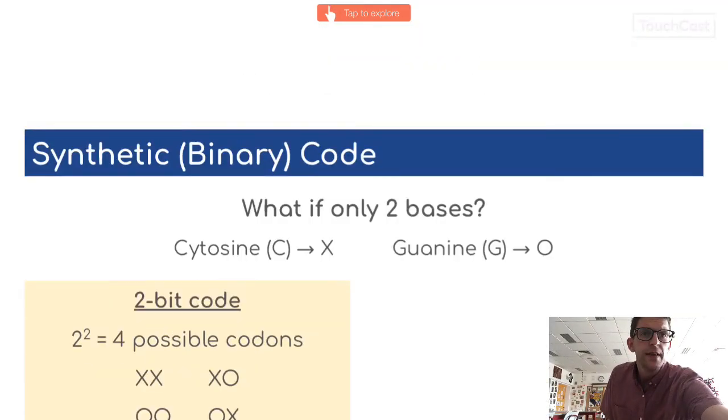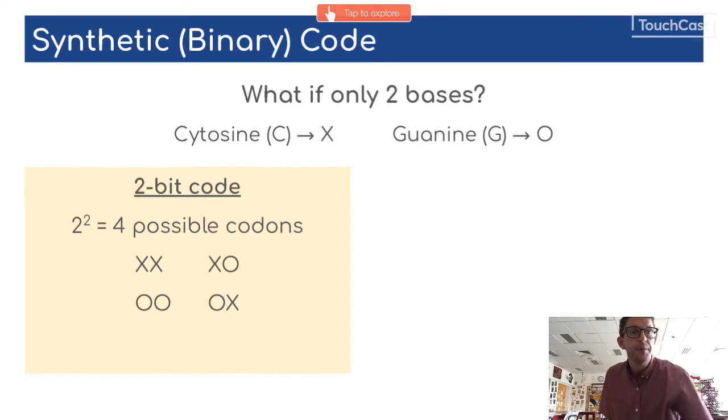Let's consider if we have a 2-bit code. So we're using a binary code, only X's and O's. We're saying, okay, we're going to take these 2 bases, these 2 letters, and we're going to arrange them in 2 ways, or in groups of 2. And you can see here, I've listed all the possible ways that we can represent those 2 bases. We can have an XX, an XO, an OO, or an OX, right? So if we have 2 bases arranged in groups of 2, there's 4 possible codons possible.